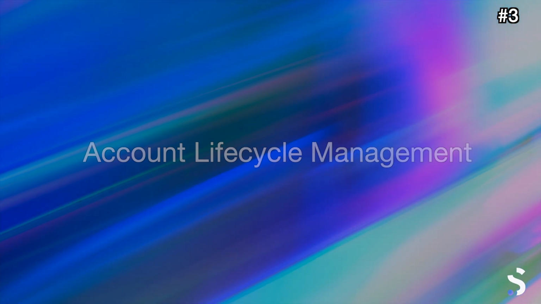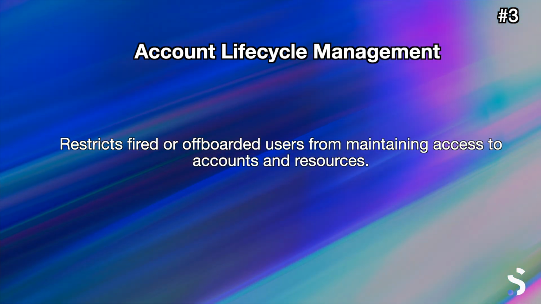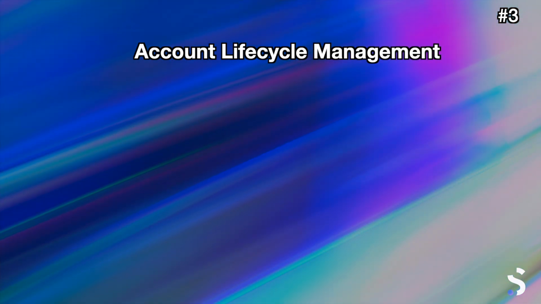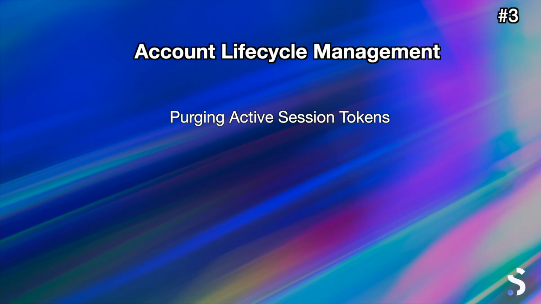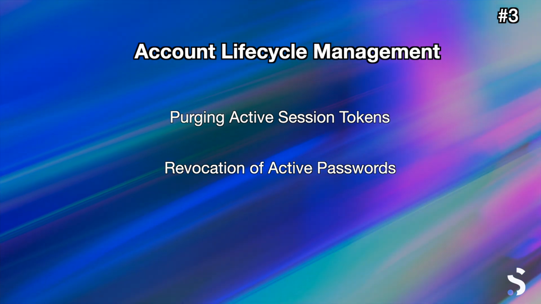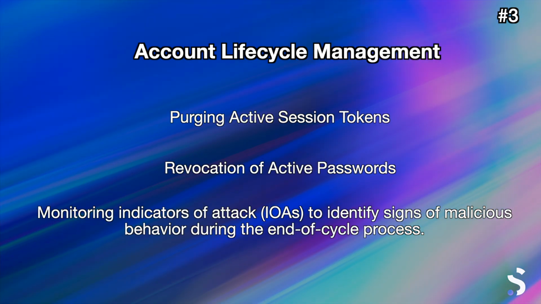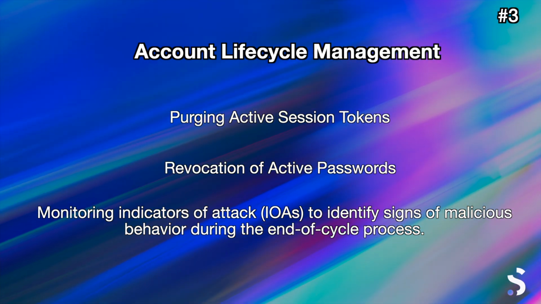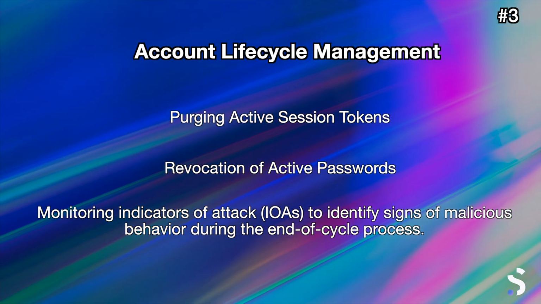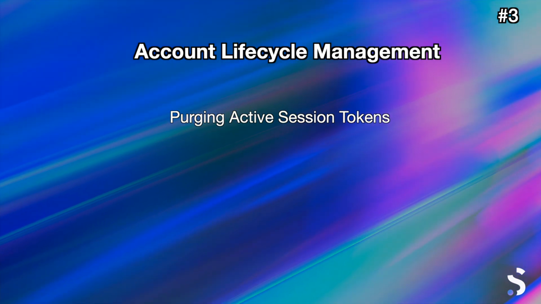Account Lifecycle Management is often overlooked but critical. When employees leave an organization, proactive steps must be taken to ensure they no longer retain access to Microsoft 365 resources. This includes revoking active session tokens in Entra ID, invalidating passwords, and disabling OAuth grants. Offboarding should also include monitoring for indicators of attack during the end-of-employment window. Suspicious sharing activity in SharePoint, abnormal downloads from OneDrive, or data exfiltration attempts frequently occur during this phase and should be treated as high-risk events.